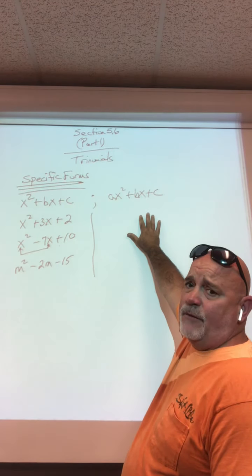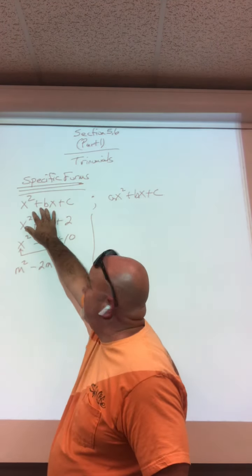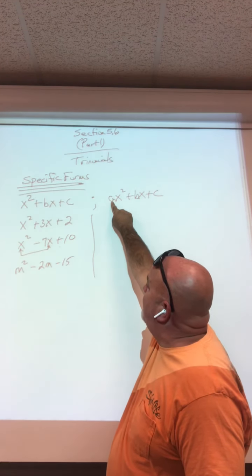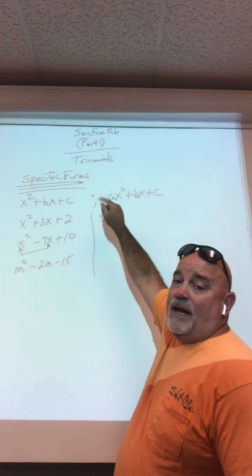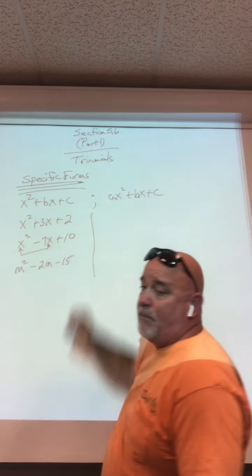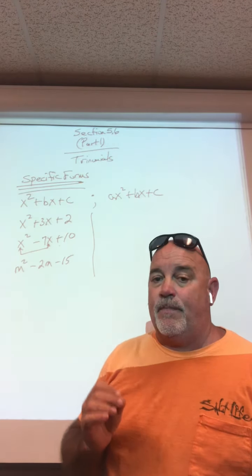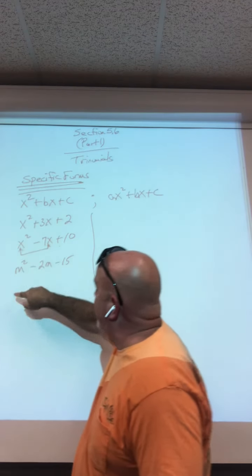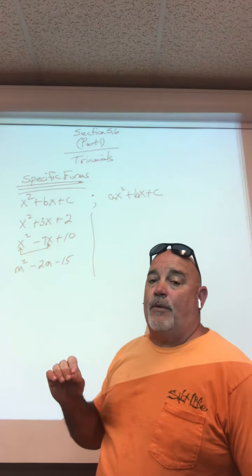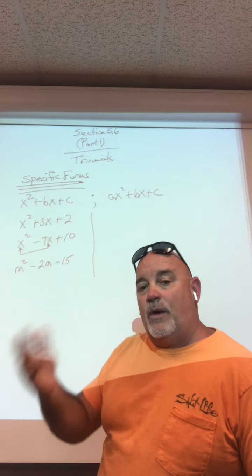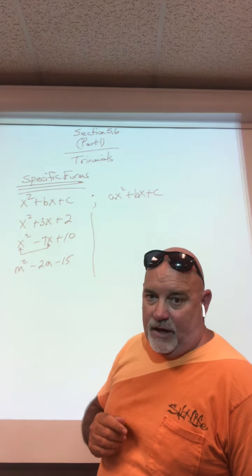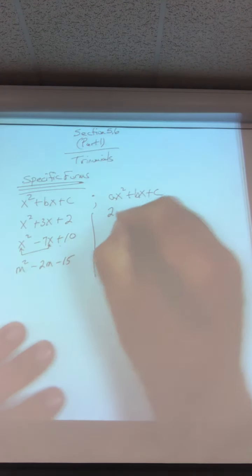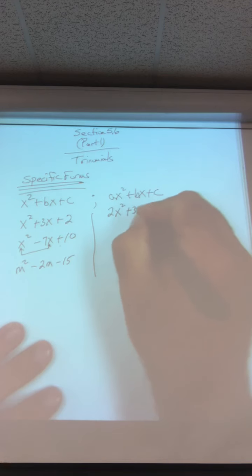Now, what is the difference between the easy case specific form and the harder case? If you'll notice, I put an A right here. What I mean is this: anytime there is a number in front of x squared other than 1, see, all of these have 1 in front of it. If there's any other number in front of that x squared, that's what I typically refer to as the harder case. So let me just give you some examples of what it would look like. So 2x squared plus 3x plus 7.